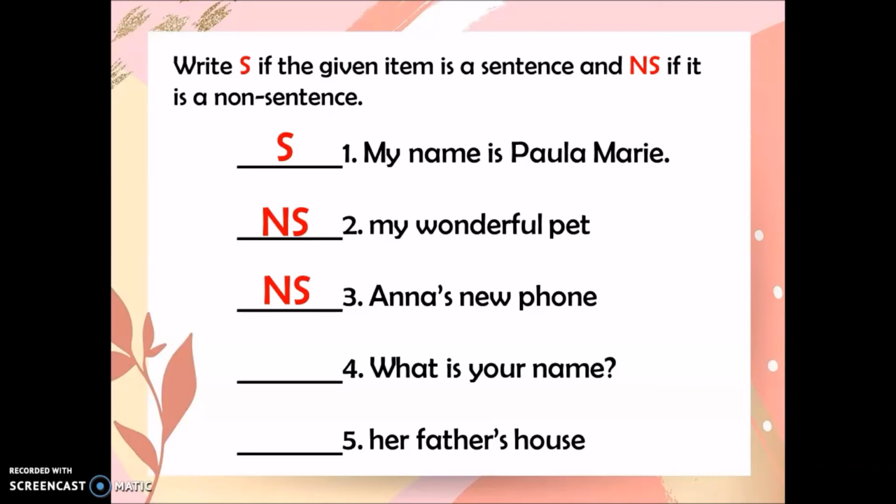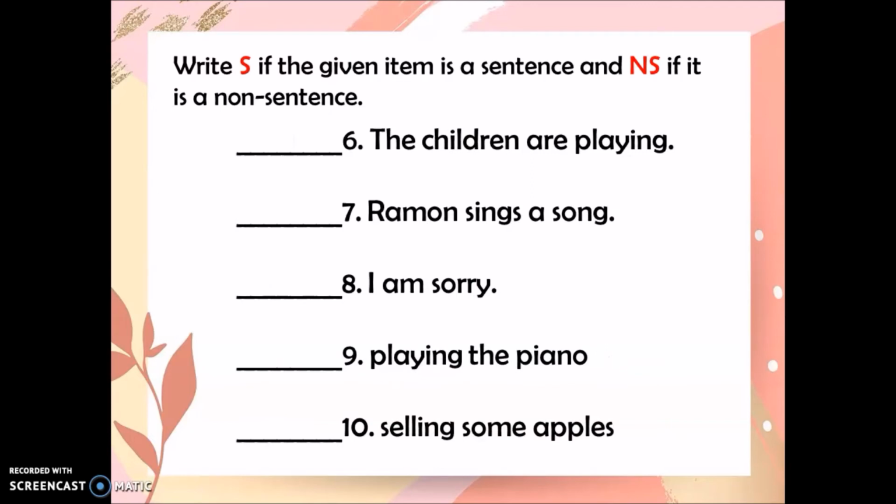Number 4, what is your name? Very good. That is a sentence. Once again, if you look at it, it starts with a big letter and it ends with a punctuation, which is the question mark. Next, number 5, her father's house. Very good. That is a non-sentence, or that is a phrase.